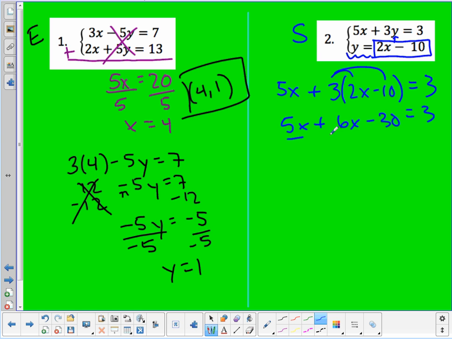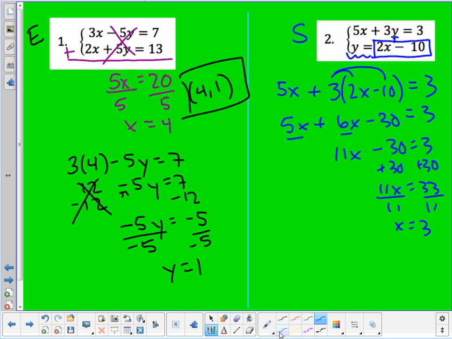5x plus 6x are like terms. I'm going to put them together. 11x minus 30 equals 3. And then add the 30 to both sides. And I have 11x equals 33. Almost done. X is equal to 3.